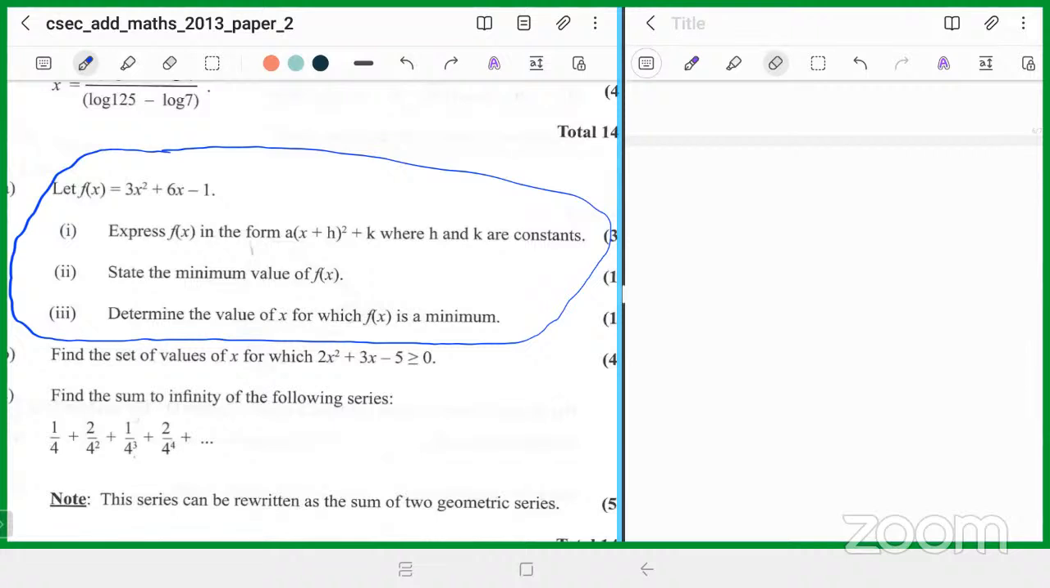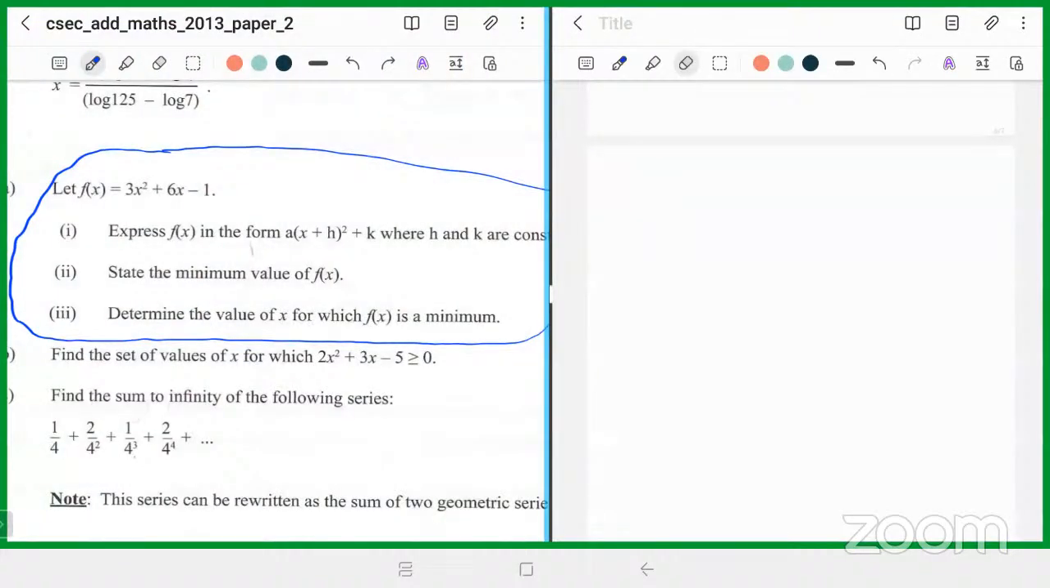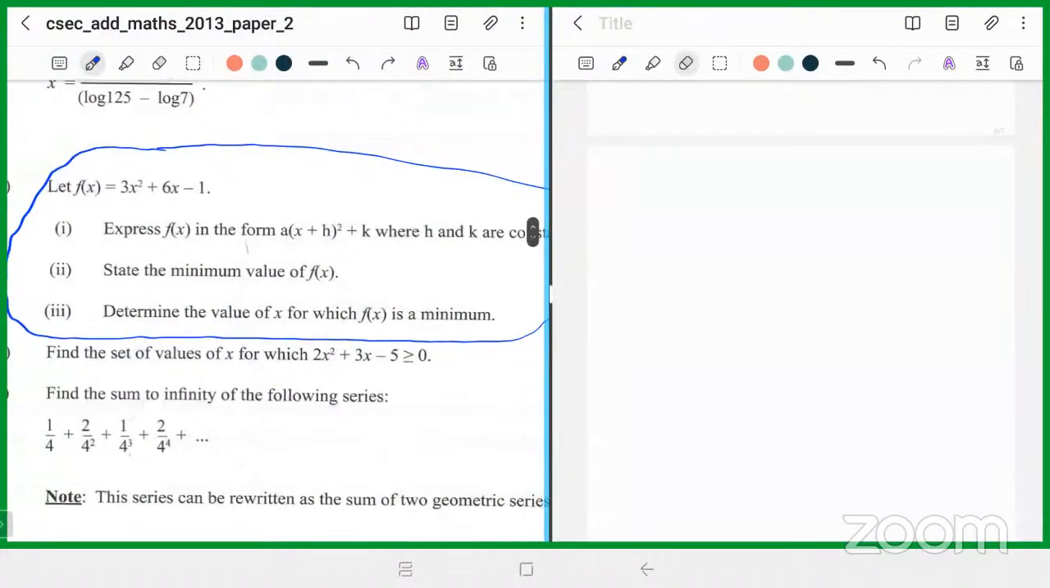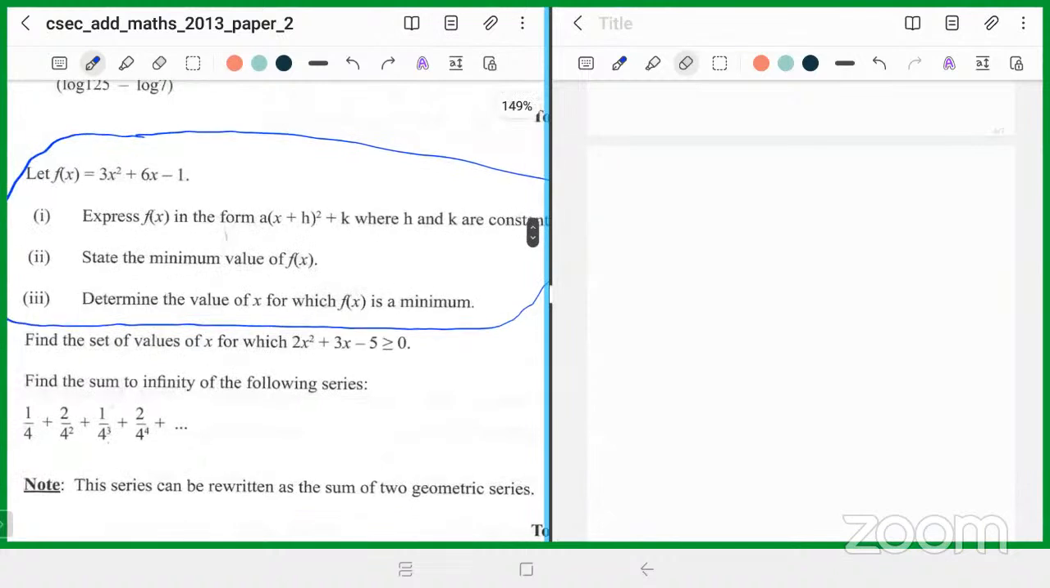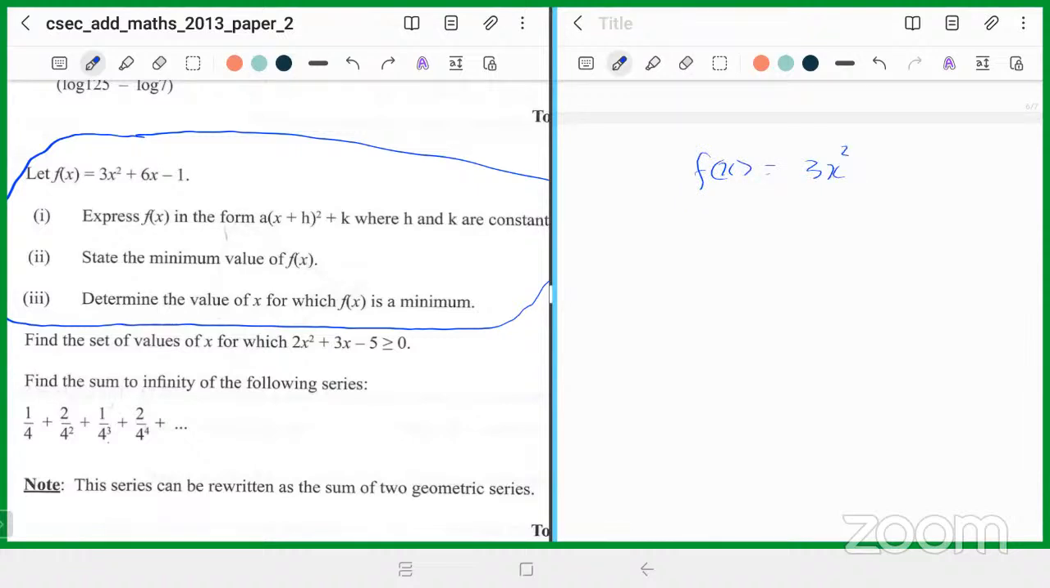So let's do it the process way. All right. So there's a formula for the h and there's a formula for the k that can be used. But we're going to do it the process way. All right. So they give us f of x equals 3x squared plus 6x minus 1.